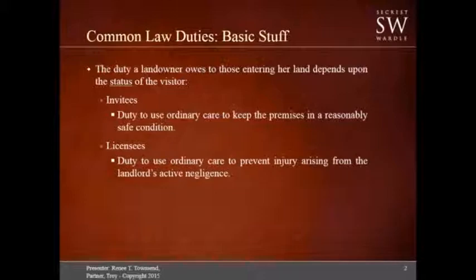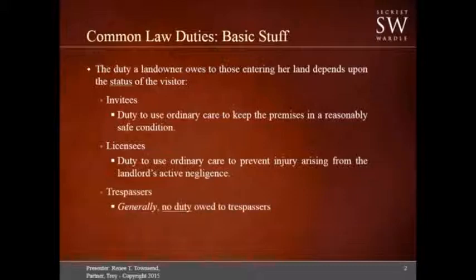The next level of legal status is licensees. A landowner owes a licensee a duty to use ordinary care to prevent injury arising from the landowner's active negligence. This includes a duty to warn the licensee of any hidden dangers the owner knows or has reason to know of if the licensee does not know or have reason to know of the dangers involved. The landowner owes no duty of inspection or affirmative care to make the premises safe for the licensee's visit. So that's the difference between that status and the invitee status. An example of licensee status would be a social guest.